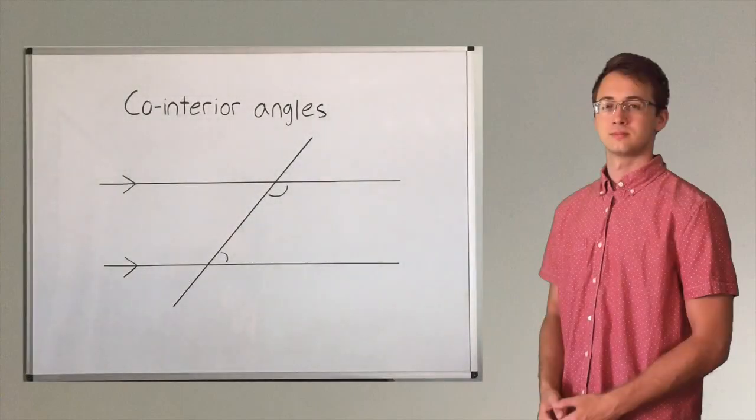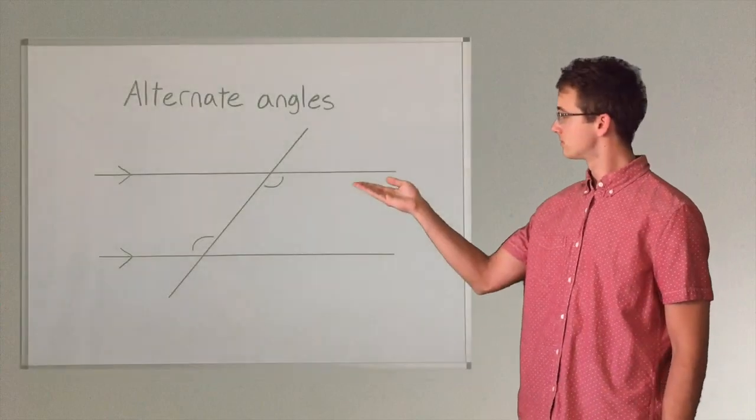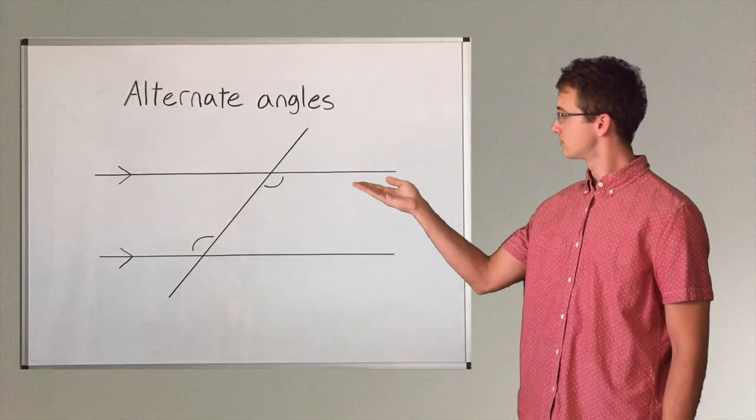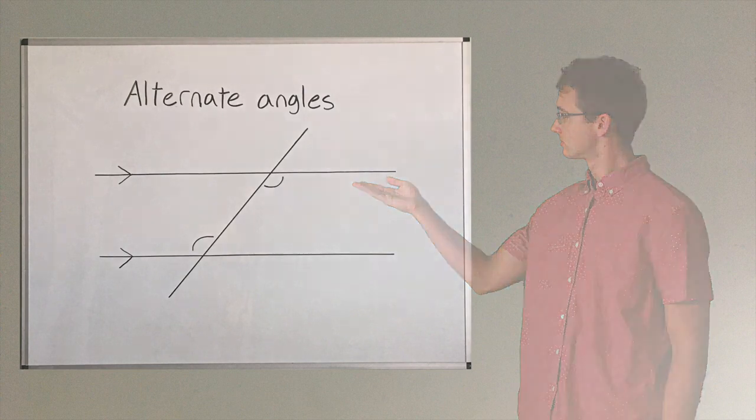A co-interior angle is defined as an angle that lies between the two lines on the same side of a transversal. An alternate angle is defined as an angle that lies between the parallel lines and is equal to the co-interior angle located at the other parallel line on the opposite of the transversal.